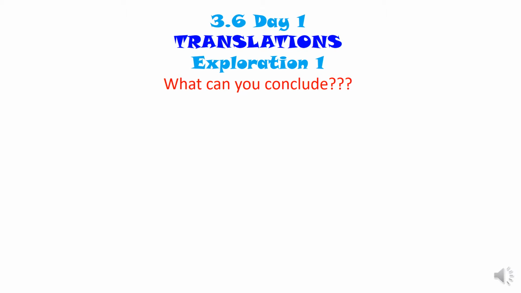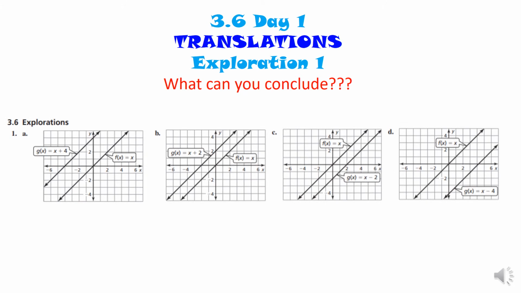So in exploration 1 in your journal, you see they told you to graph these lines. I didn't want to take the time to do that because I wanted you to observe the lines after they're graphed. This is the original line, and this is after it's graphed. Notice the change in the function. So what do you think happened here?